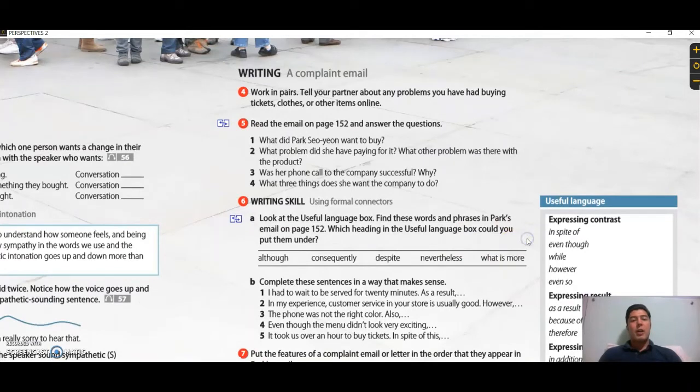In this part, number 4, we have work in pairs. We can't work in pairs, so we're going to move to number 5. Number 5, read the email on page 152 and answer the questions. So let's go to page number 152.